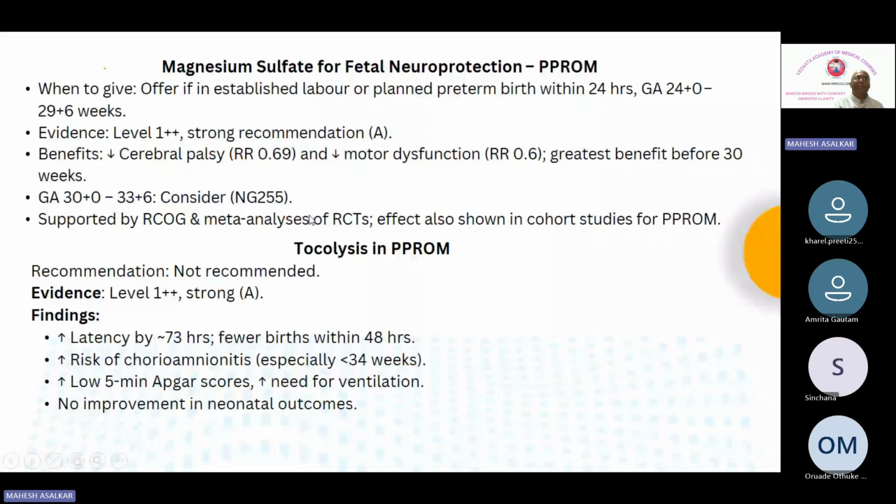Then magnesium sulfate we have seen, when to offer in established labor from 24 to 29.6. Again, 1++ level evidence. Then consider between 30 to 33.6. Tocolysis we have seen, in PPROM it is not recommended. While you can use it in preterm labor, in PPROM it is not recommended.